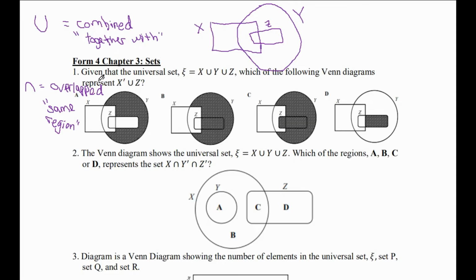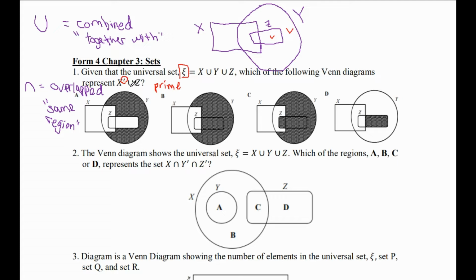Question 1. Given the universal set, this is the symbol for universal, equals x union y union z. Which of the following Venn diagrams represent x prime union with z? This symbol here is known as prime, P-R-I-M-E. Prime means outside. So x prime means outside of x. Outside of x, x is here, so outside of x will be this and this one.